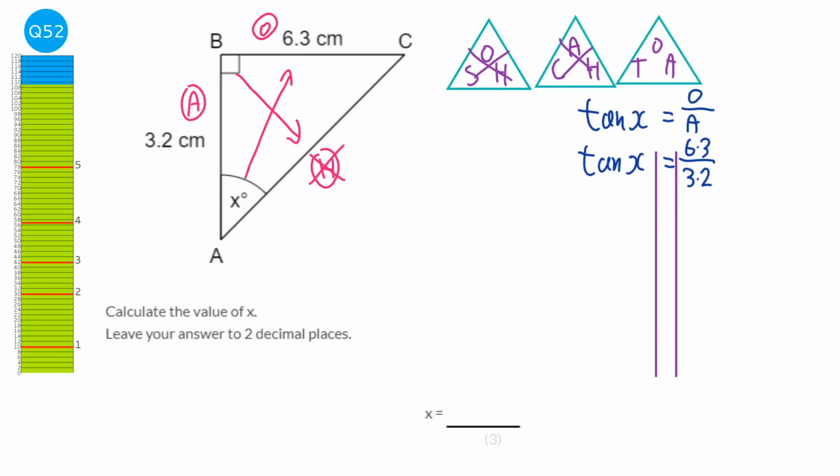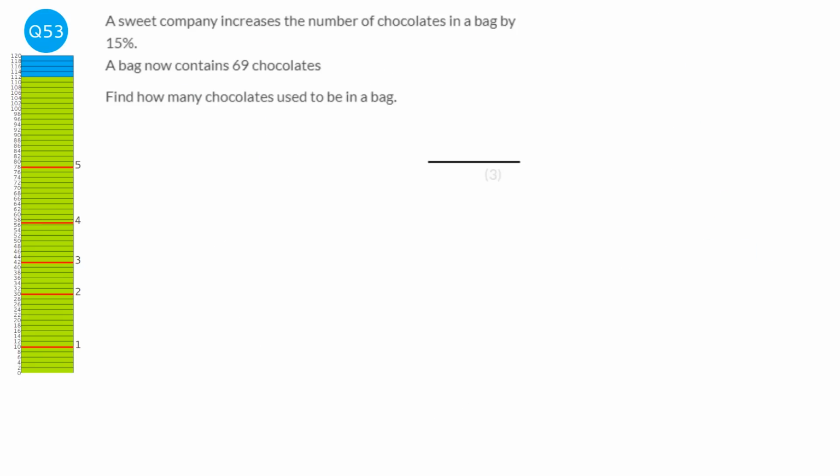We'll get x on its own, and to do that we're going to do the opposite of tan both sides, which is called the inverse tan. So we're going to do the inverse tan both sides, and to do that you press shift or second function tan on your calculator, and then we get x equals the inverse tan of 6.3 over 3.2, which is going to be 63.072 and so on, and to two decimal places it will be 63.07.